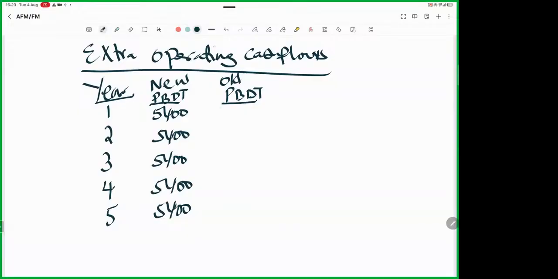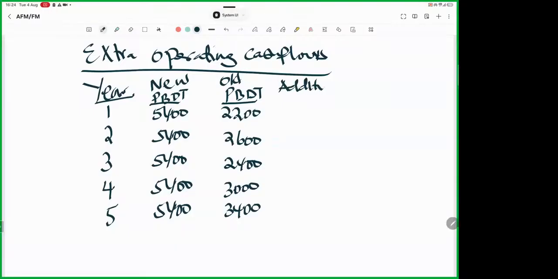The old, you copy it the way it is. 2,200 the first year, second year 2,600, 2,400 again, 3,000, 3,400. Please copy up to there, and once you finish, say Y for yes. Thank you so much. So additional profits, additional PBDT. So you subtract, isn't it? Together in incremental, you subtract.